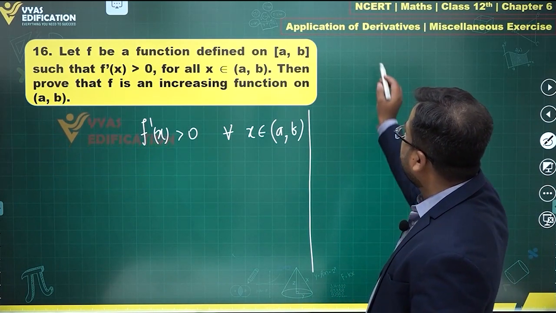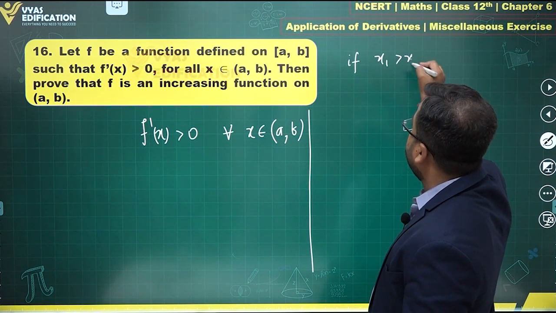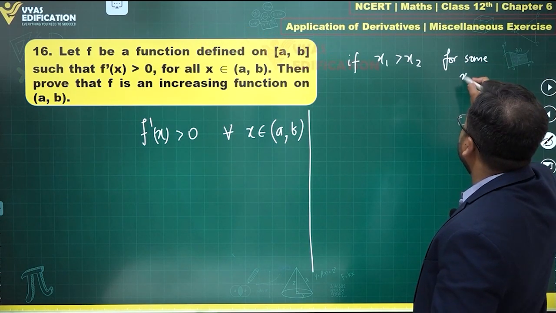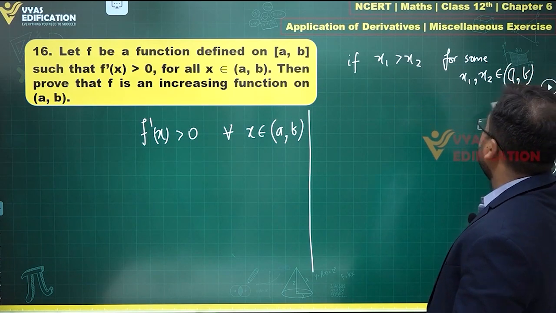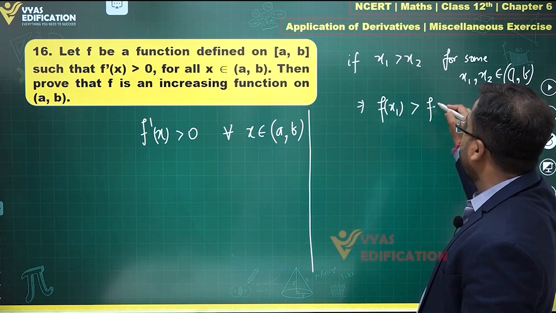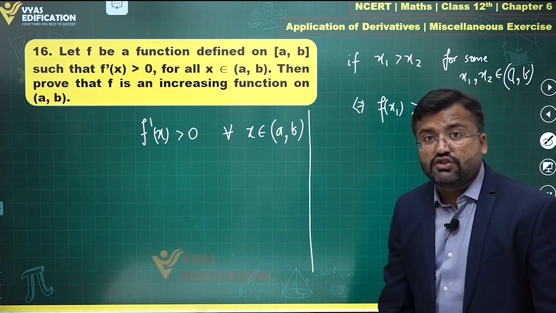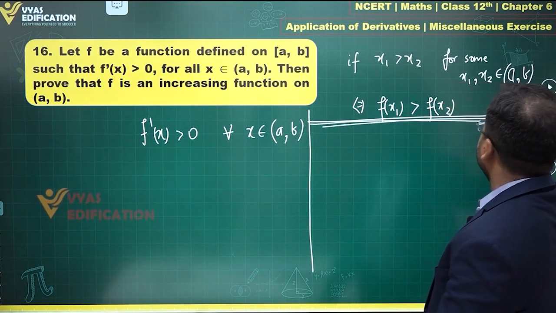And what's the definition of an increasing function? If x1 is greater than x2 for some x1, x2 belonging to the interval [a, b], this implies that f of x1 should be greater than f of x2. Not only this implication, the converse is also true for this particular definition, right? This is the definition of an increasing function.